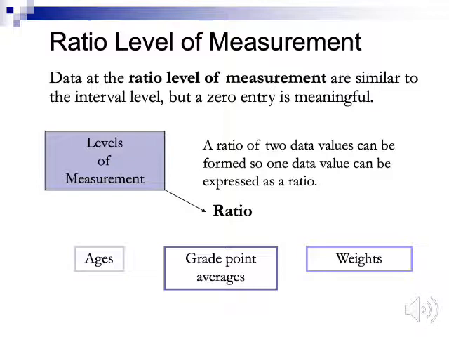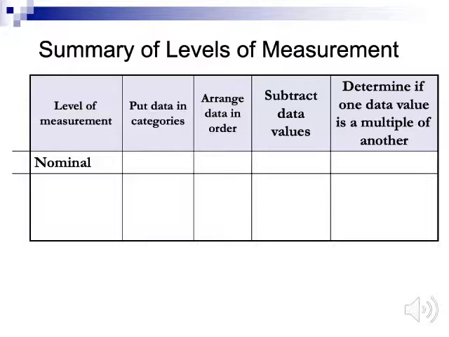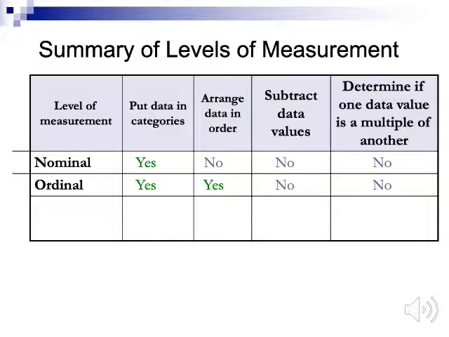So you can subtract and you can find a meaningful ratio, and there is an absolute zero. If we're going to summarize it in the table, in the nominal level, you can put data in categories, yes, but you cannot arrange them in order, you cannot subtract their values, nor can you determine a multiple of it. Ordinal, yes, you can put them in categories, you can arrange in order, but you cannot subtract, you cannot find a meaningful ratio.